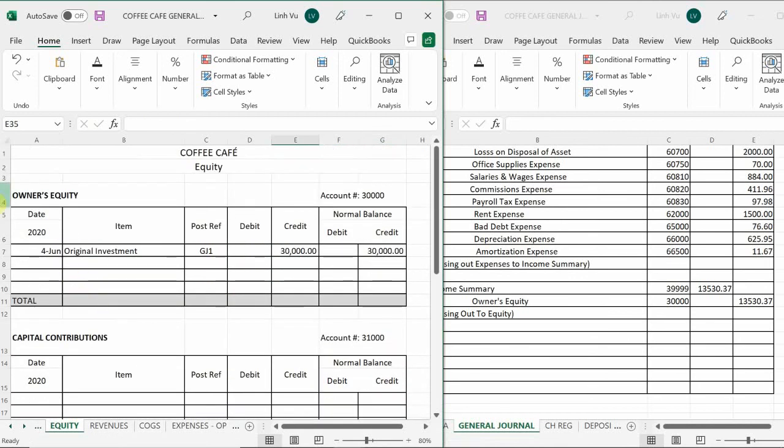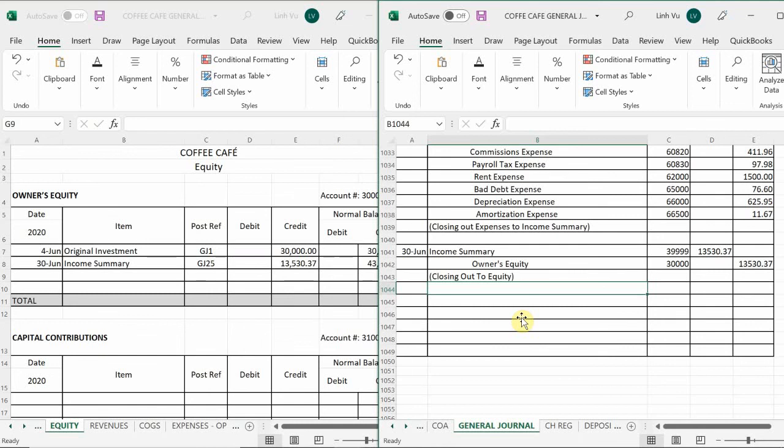And now I'm going to add my profits by 13,530.37, which should increase it to 43,530.37. Okay.